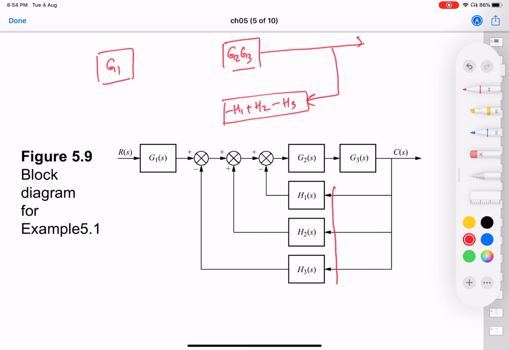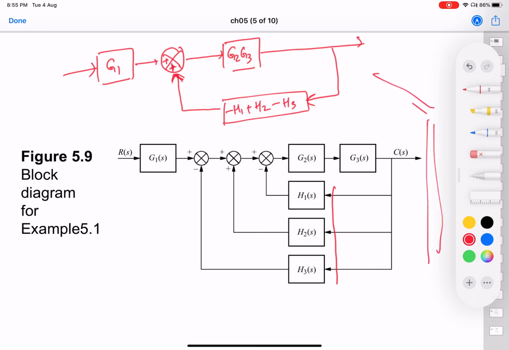And then these three, you have added the three together, right? So you have taken care of the negative sign by taking H1 as negative, H3 as negative, and that's why you have a positive sign here. So you can equivalently, from this complicated diagram, you can move to this diagram in one step, right?